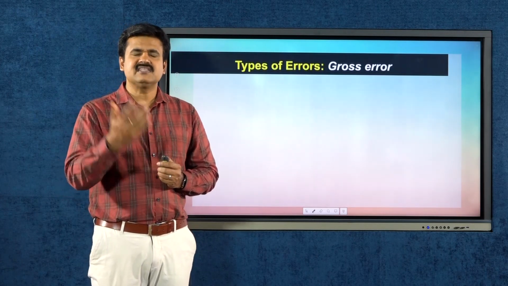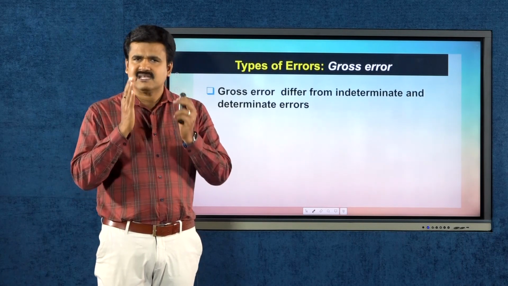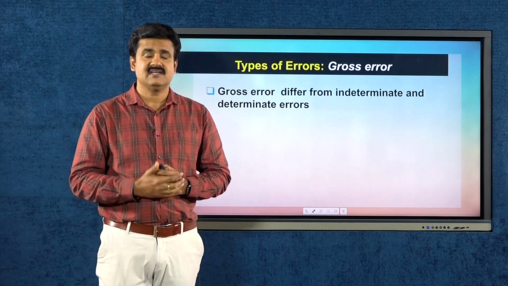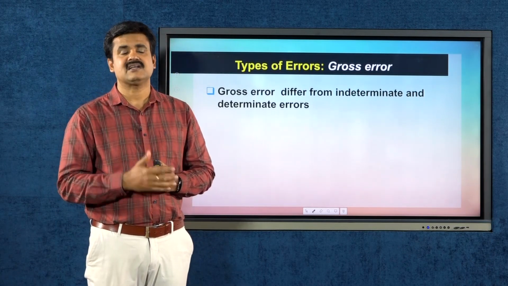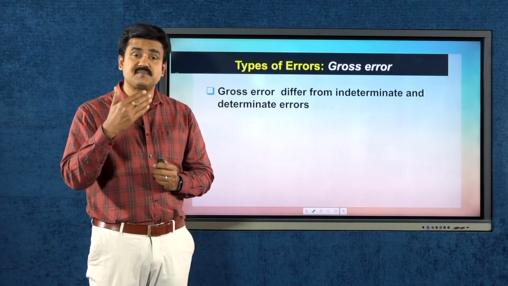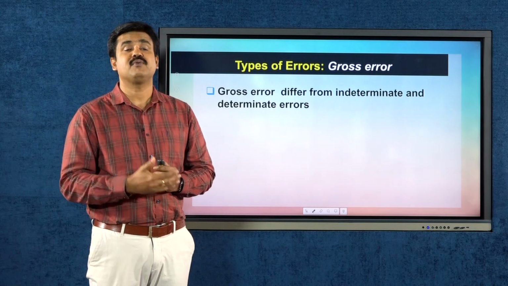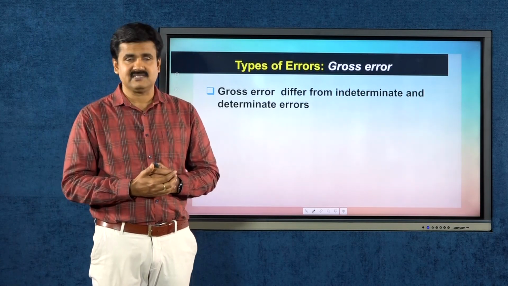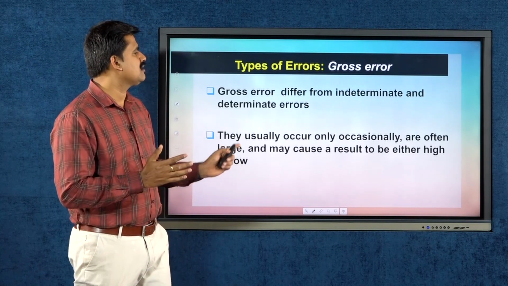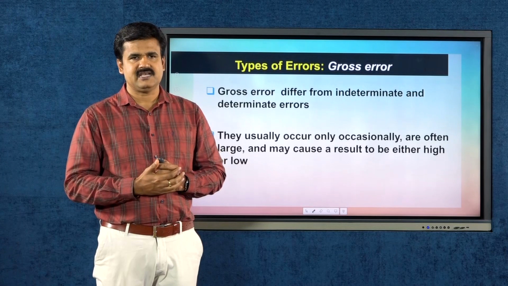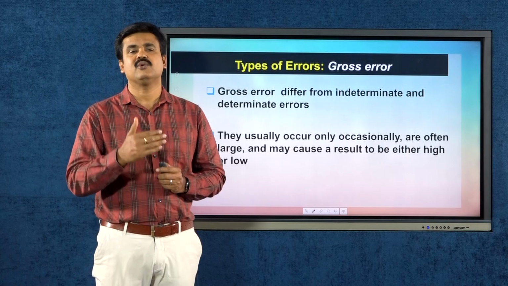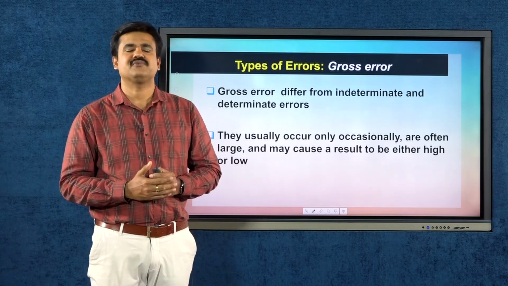And the gross error definitely differs from the previous two kinds of errors, that is the indeterminate error and determinate error. That's why the gross error exists as a special category. It is the third type of error that may occur in quantitative analysis. So, the gross error usually occurs only occasionally, is often large and may cause a result to be either high or low. This is the peculiarity of the gross error.